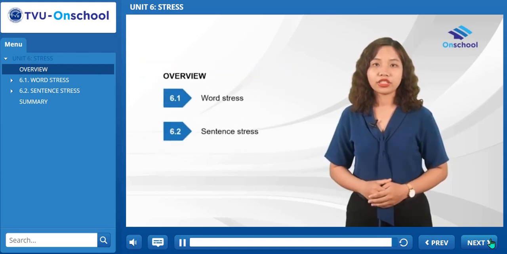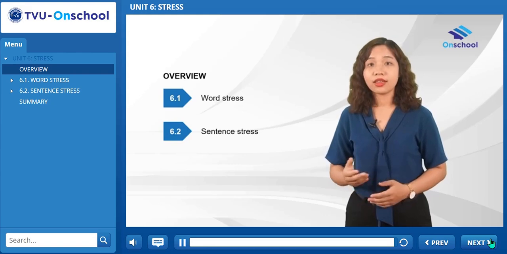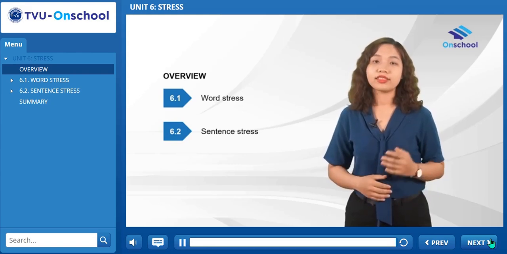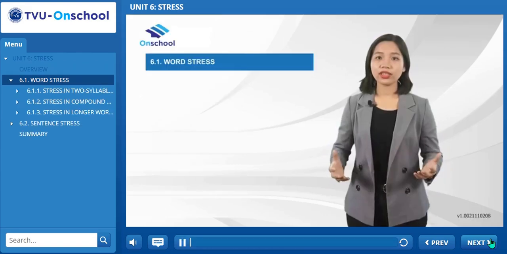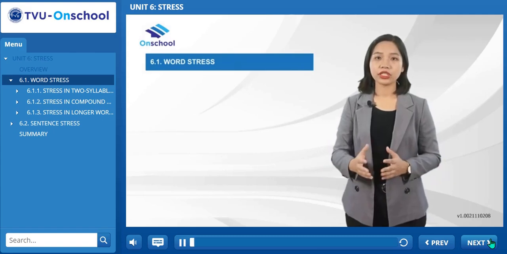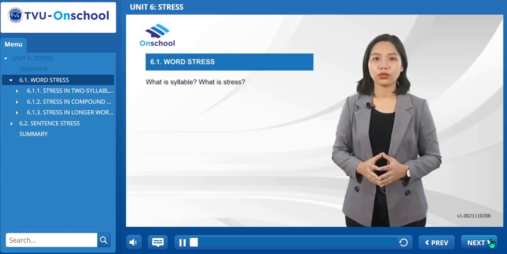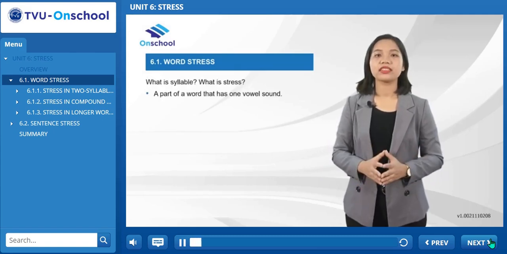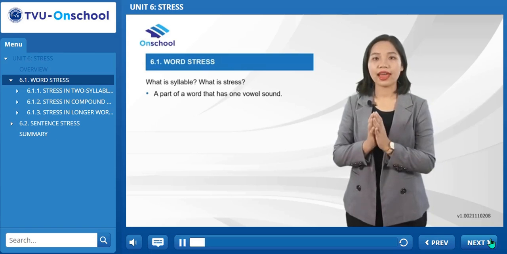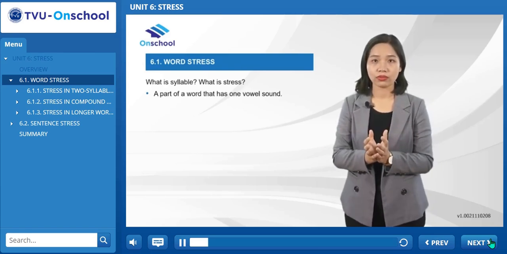The first part, let's talk about stress. We got word stress and sentence stress. To understand word stress, first you need to know syllable. Syllable is a part of a word that has one vowel sound.